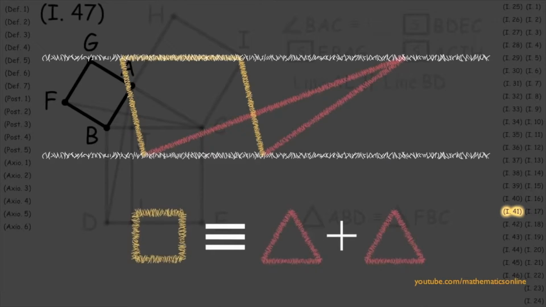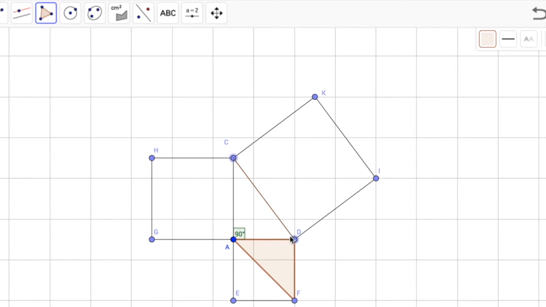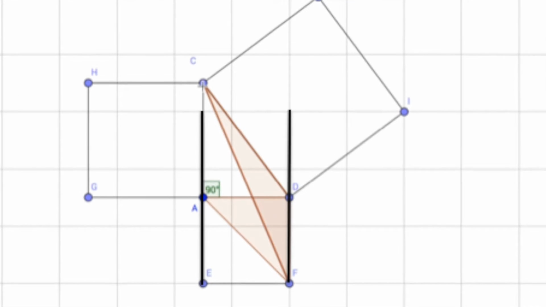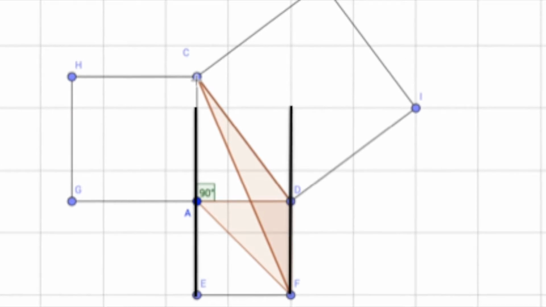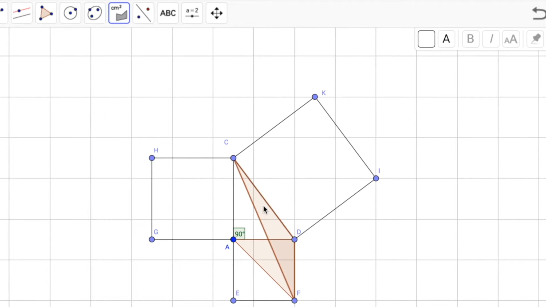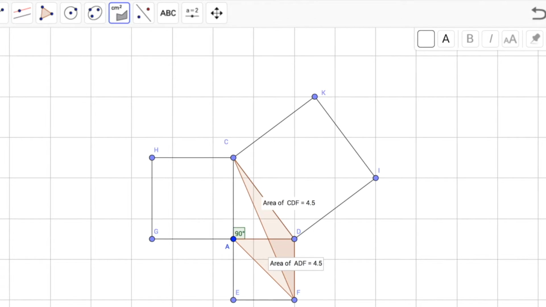From this proposition, we are able to identify the area of the triangle CDF to be half the area of parallelogram ADFC, because both shapes share a parallel line DF and AE. At this point, we can also note that the area of triangle CDF and triangle ADF have the same area value of 4.5 units squared.